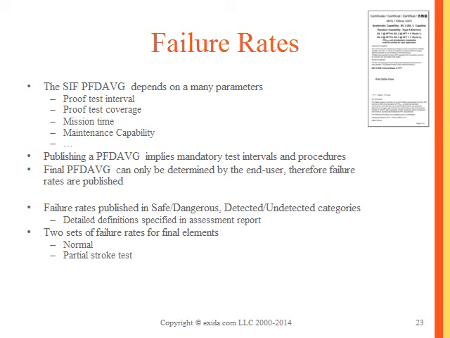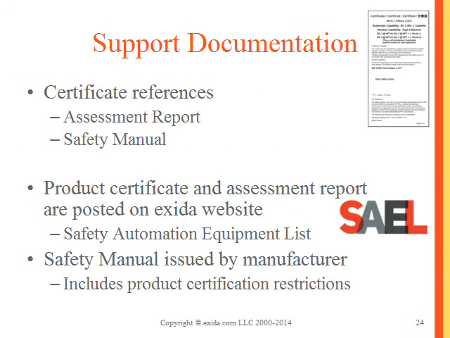For final elements, we always publish two sets of data: data when the product is used under normal circumstances, and data that will be applicable if that product is used with the partial stroke test. So what diagnostic coverage can you give to that particular product when a partial stroke test is performed? I have an example in a little bit, and I'll address that there again.